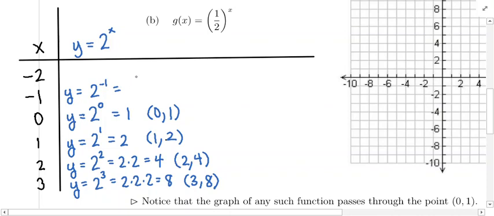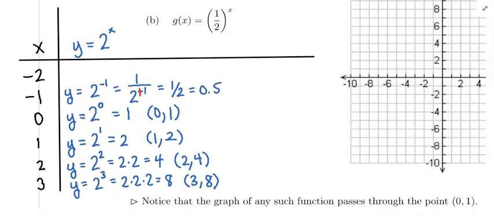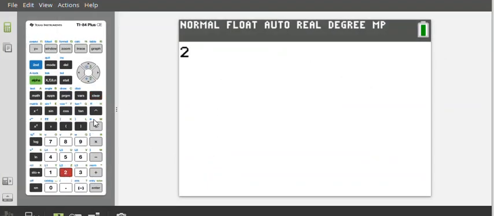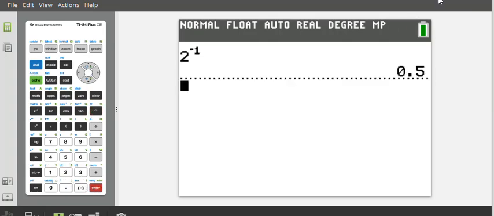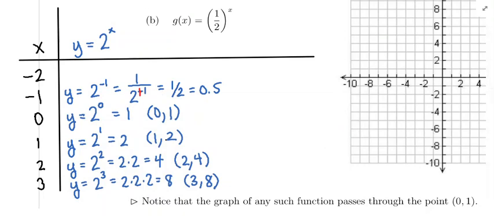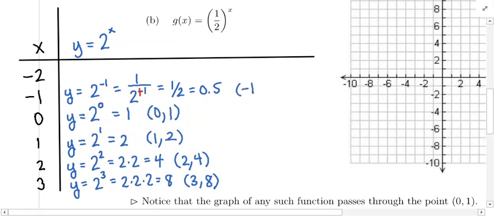You're going to do 1 over it, 1 over the entire quantity, so 1 over 2 to the negative 1, and you're going to change the sign of the exponent. So this is going to become 1/2 or 0.5. That's what 2 to the negative 1 is. And if you're not sure, you can see it on the calculator. 2 raised to the negative 1 power is 0.5. But this is how you can do it by hand. So if x is negative 1, the y value is going to be 0.5.